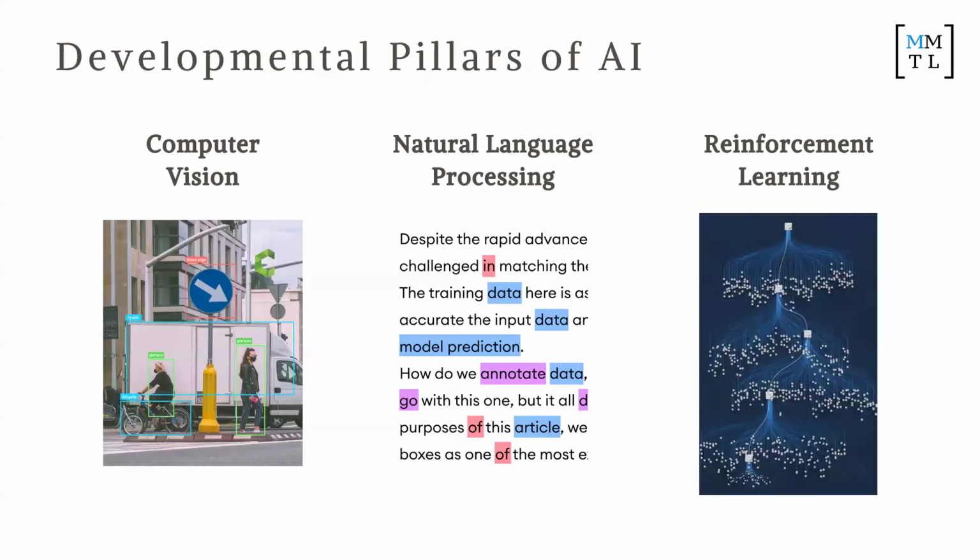All right, now I talked about the developmental pillars of AI, primarily being computer vision, natural language processing, and reinforcement learning. These have been the fields that have contributed massively to how we think about AI in the last 10 years, okay?